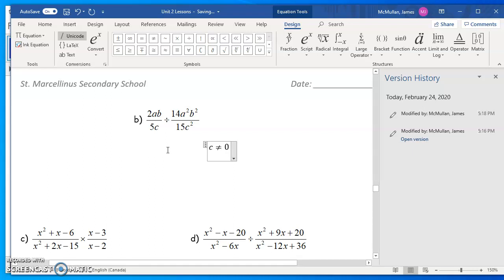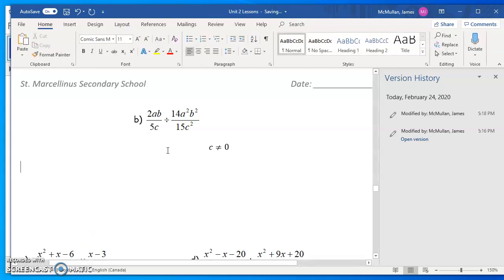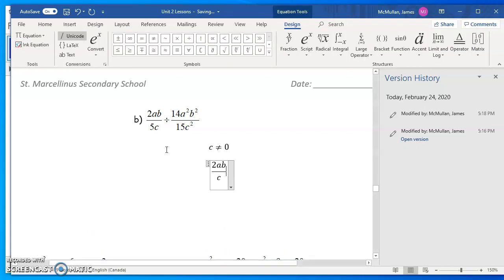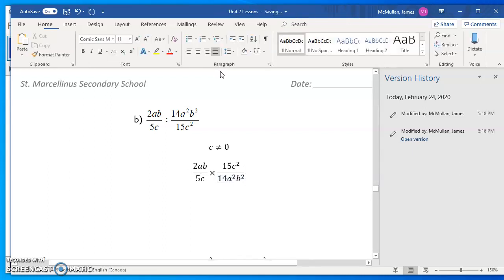And then when I go to write this differently, so 2ab over 5c divided by, I'm going to change the divided to multiply. I'm going to put the 15c squared on the top and the 14a squared b squared on the bottom. It's a squared b squared. So I've taken the question, and all I did was take the second part, the part that's being divided, and flip it over.